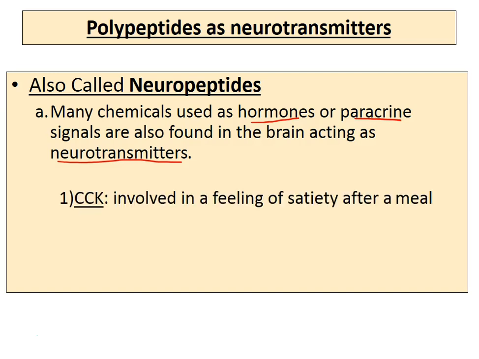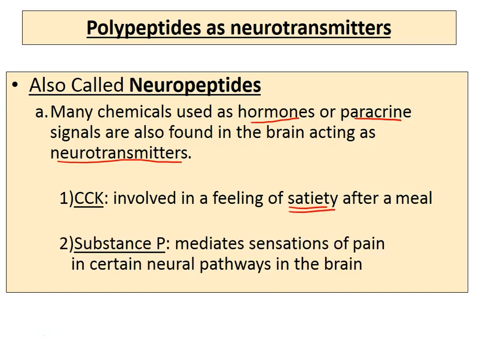When you hear about them later in the course, they're doing other things in the body besides acting in the nervous system. For example, cholecystokinin, which is released in the intestine and regulates the flow of bile in the intestine, also acts as a neurotransmitter involved in a feeling of fullness or satiety after a meal. And then substance P, P equals pain. That's how this neurotransmitter was named. It mediates sensation of pain in certain neuropathways in the brain.